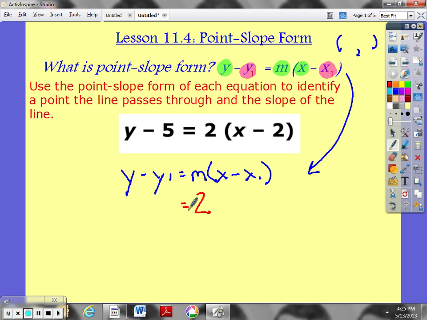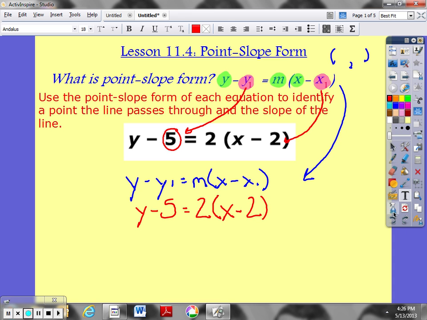The tricky part here is we don't know the y, but we know the y sub 1. The y sub 1 is this value. Going back from this equation, the y sub 1 is that, so we have y minus 5 is equal to m, or in this case the slope is 2, open parentheses x minus, now this x sub 1 is the 2, minus 2. So if I were to identify a point the line passed through and the slope, I could simply say this.